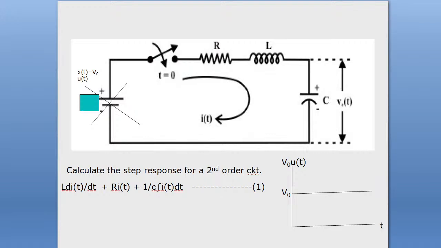Okay, I have made a mistake here. You just write this will be equal to the supply voltage. What is your supply voltage? V naught U of t. You know the algebraic sum of the voltage drop across individual components is equal to the supply voltage. So you take equation 1 and then you take the Laplace transform.